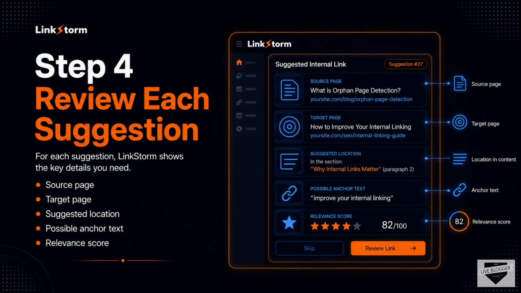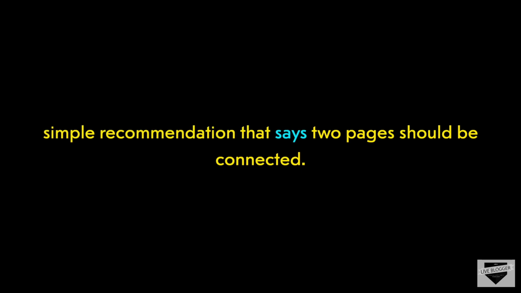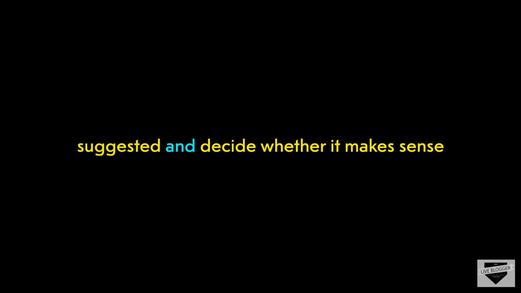For each suggestion, you may be able to see the source page where the link can be added, the target page that should be linked, the suggested location inside the content, a possible anchor text, and a relevance score showing how closely related the pages are. This gives you more information than a simple recommendation that says two pages should be connected. You can understand why the link is being suggested and decide whether it makes sense for your visitors or not.